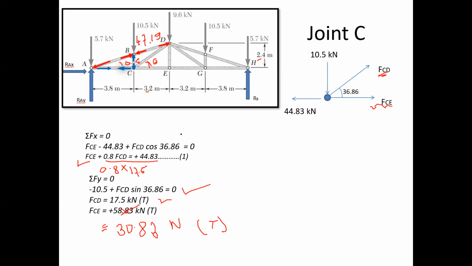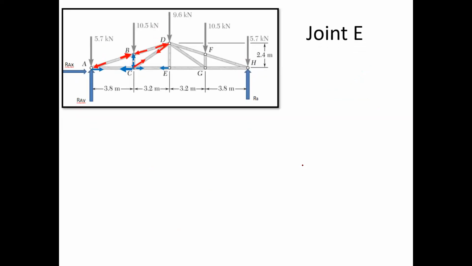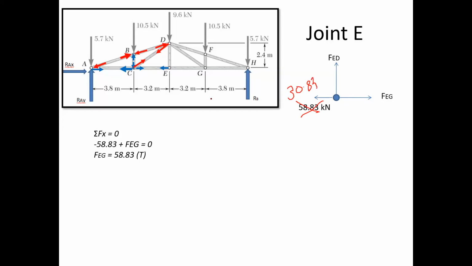So now finally we'll go to joint E. We have to show all these forces. Now there will be some mistake here, as FCE is not 58.3. So you just correct it now. It is 30.83. So here also you need to correct the direction. So all of you correct the direction.